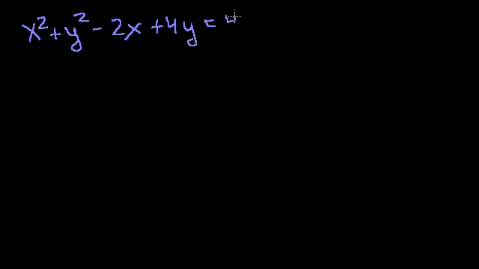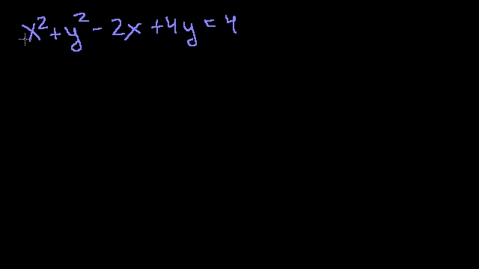Let's see if we could do a couple more of these conic section identification problems. So I have this problem, x squared plus y squared minus 2x plus 4y is equal to 4. The first thing I like to do is try to figure out what type of conic section this will be. We have my x squared term and my y squared term. They're on the same side of the equation, and they both have positive coefficients. So this tells me that we're going to be dealing with an ellipse.